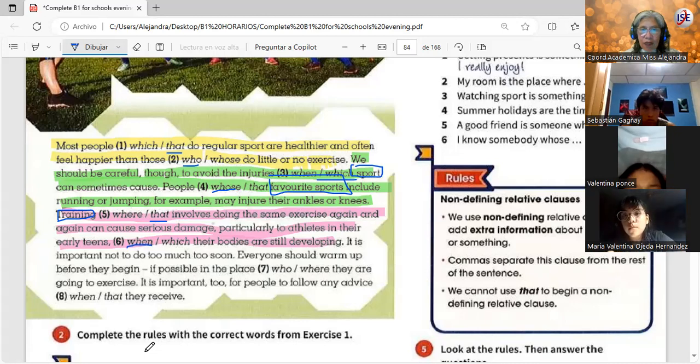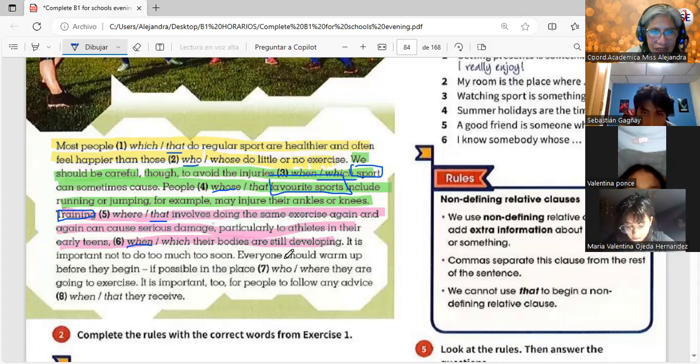If possible, in the place, Sebastian, where or who? In the place where they are going to exercise. It is important too for people to follow any advice that they receive. That they receive. Okay. Thank you.